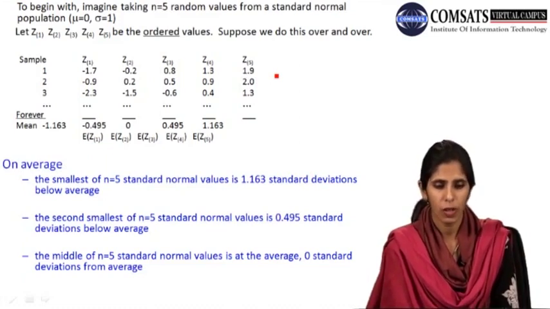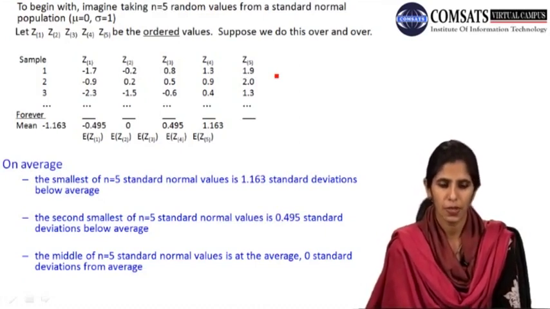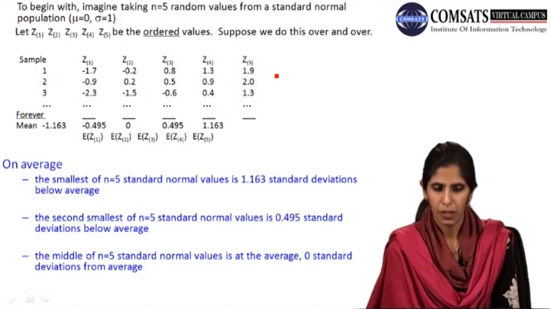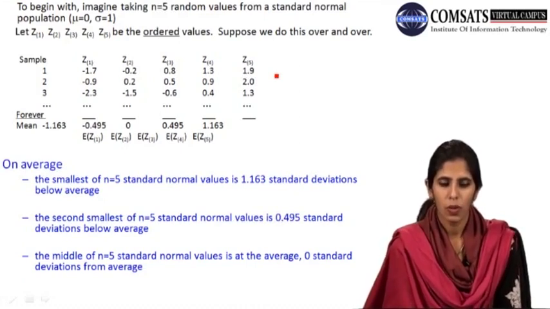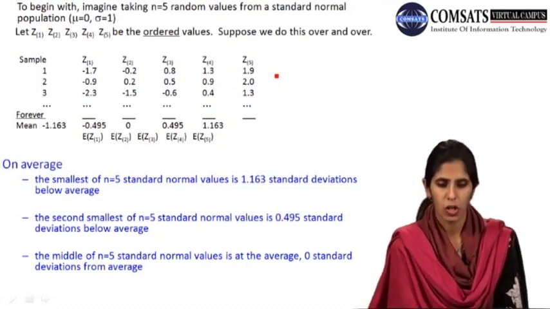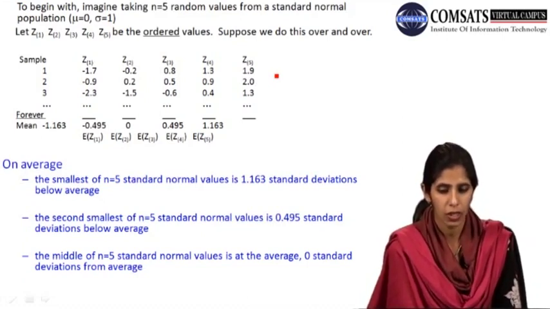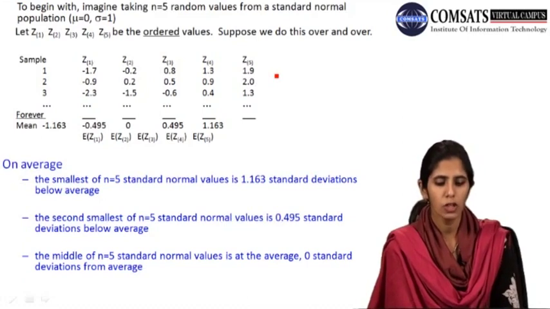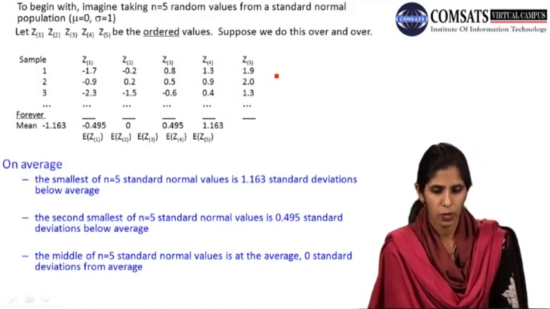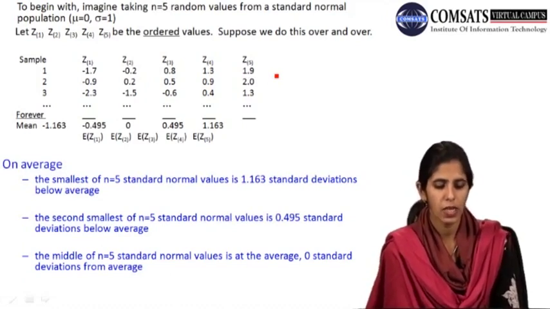Let Z1, Z2 and Z3 up till Z5 be the ordered values. Suppose we do this over and over, in which multiple samples are presented to us, where the mean is equivalent to minus 1.163 for the first observation, minus 0.495 for the second observation, and so on, up to 1.163 for the fifth observation. On average, the smallest of n = 5 standard normal values is 1.163 standard deviations below average. The second smallest of n = 5 standard normal values is 0.495 standard deviations below average. The middle of n = 5 standard normal values is at the average, 0 standard deviations from the average.